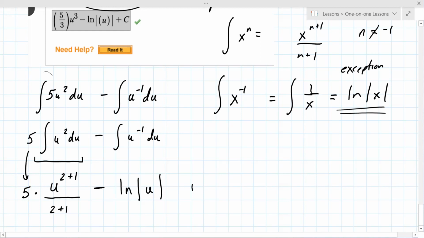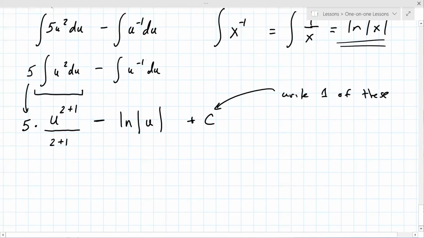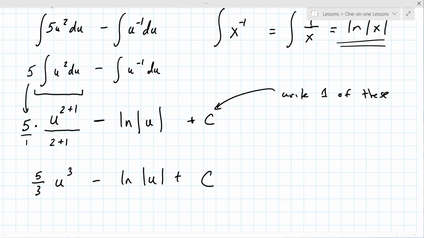Now there's only one constant of integration, so you only have to write one of these. And then on the left here, it's up to you how much you simplify. 2 plus 1 is 3, that's on the bottom, so it's 5/3 u to the 3rd minus the natural log of the absolute value of u plus c.